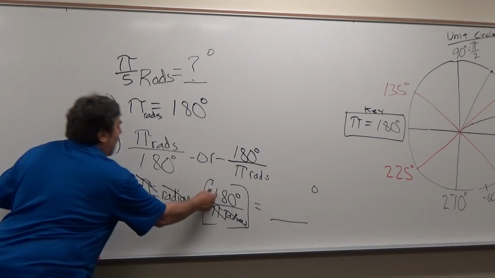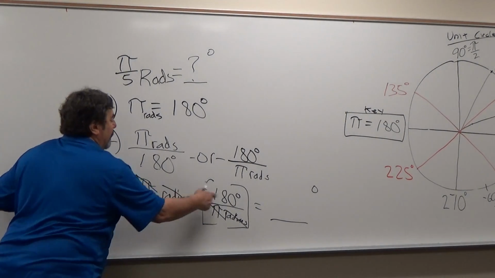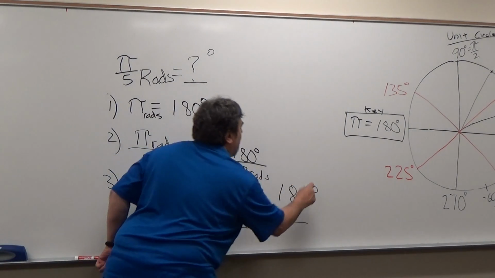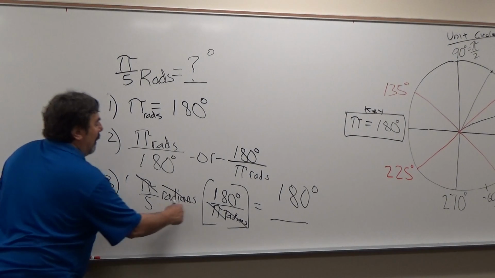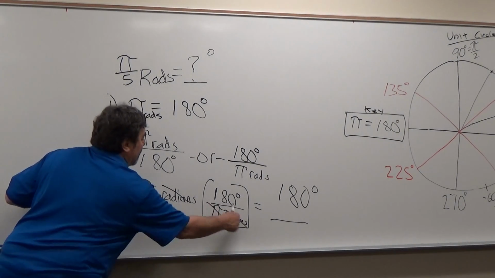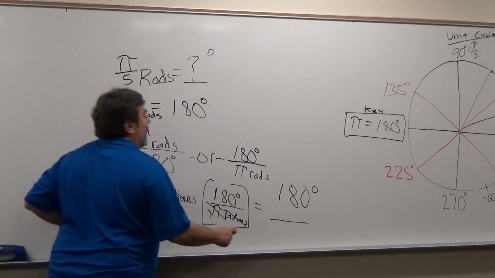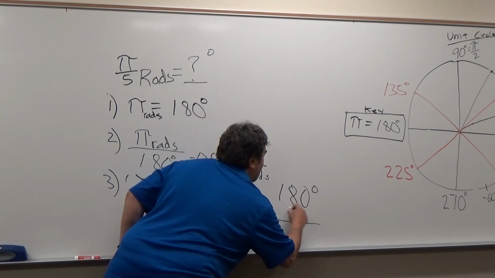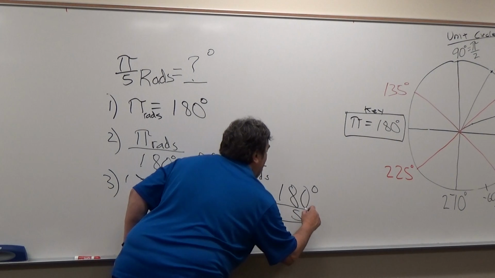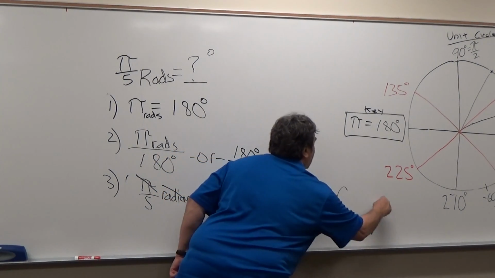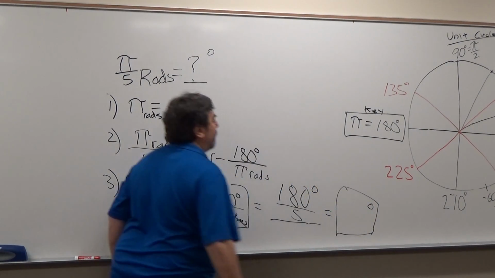So 1 times 180 just leaves us what in the numerator? 180 degrees. Yes, in the numerator. And over, now we just have 5 because we canceled these, so we have a 1 down there. 5 times 1 is 5. So we end up with 180 degrees over 5. And now we just need to reduce that to our final answer of some number of degrees.